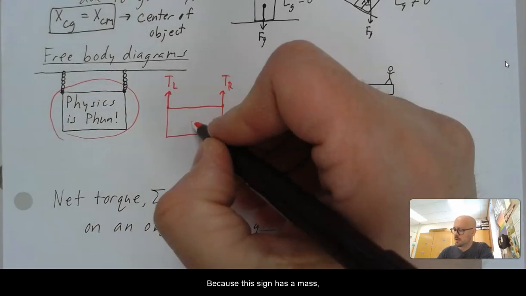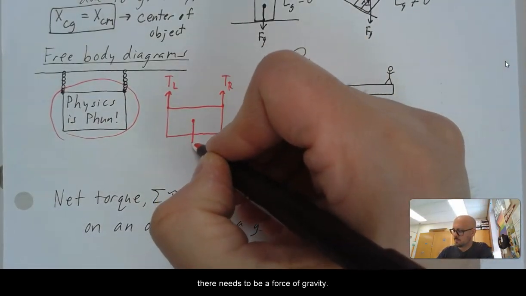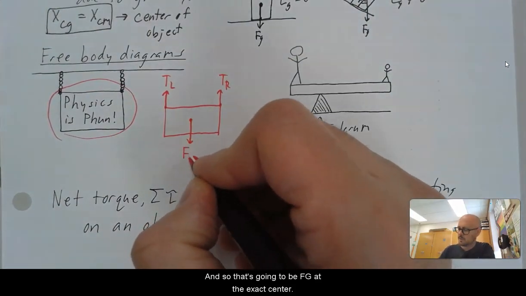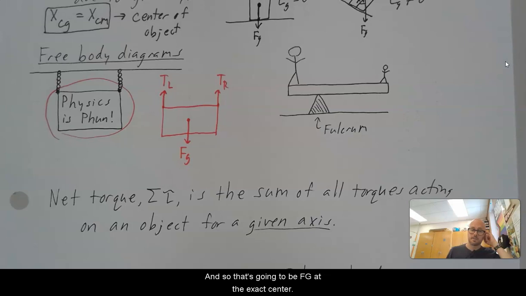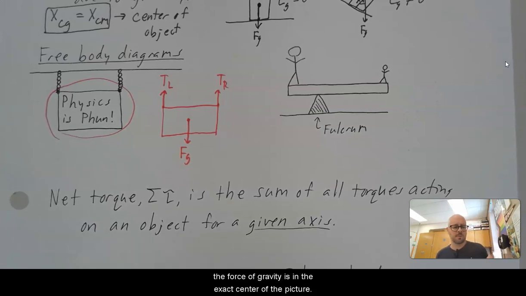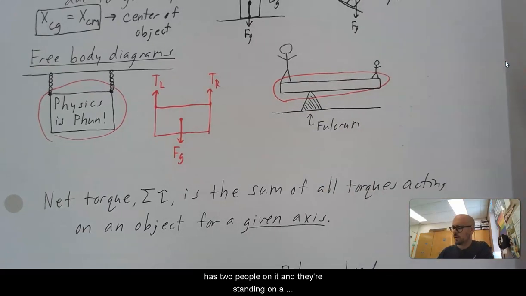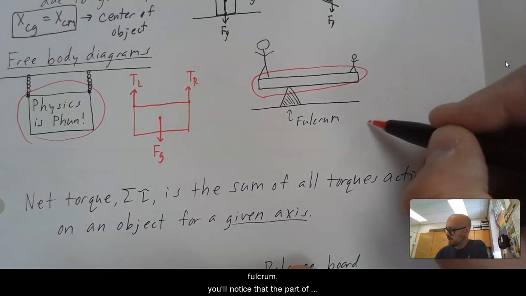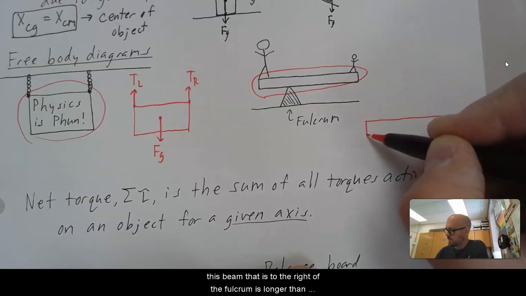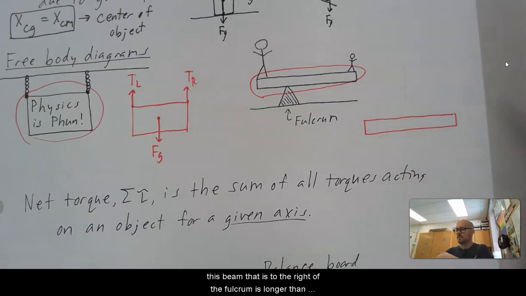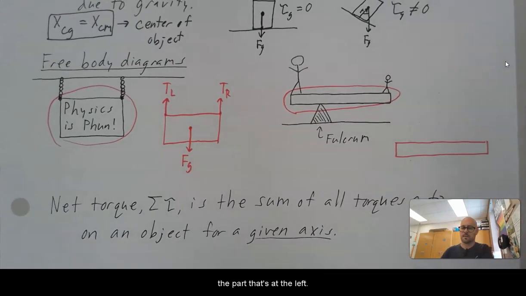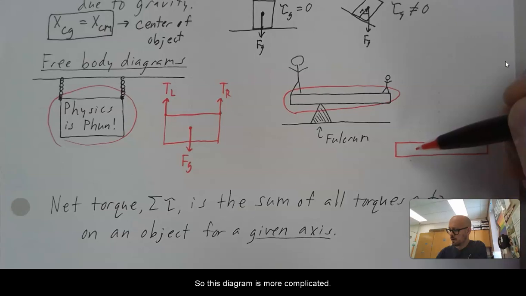Because this sign has a mass, there needs to be a force of gravity. And so that's going to be Fg at the exact center. Okay, so that's an example where the force of gravity is in the exact center of the picture. That sign is not going to rotate because the two tensions are going to balance one another out. All right, for this balance board that has two people on it and they're standing on a fulcrum, you'll notice that the part of this beam that is to the right of the fulcrum is longer than the part that's at the left. So this diagram is more complicated.